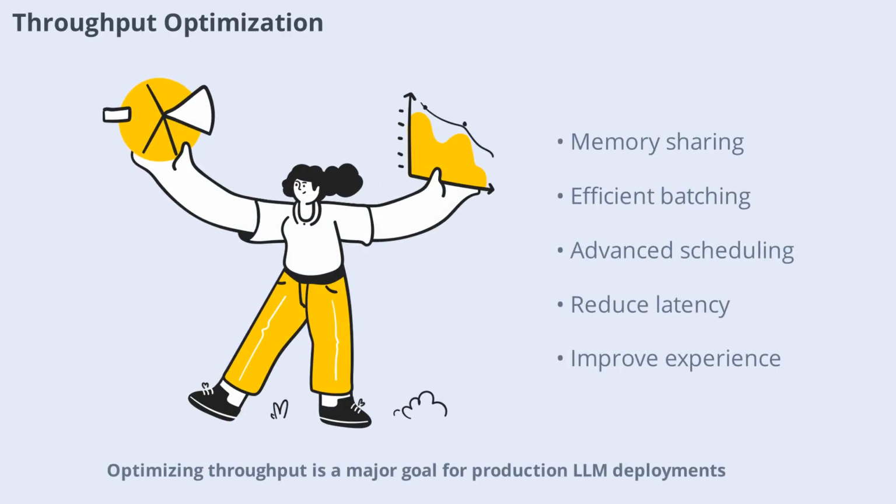Optimizing throughput is a major goal for production LLM deployments. Techniques like memory sharing, efficient batching, and advanced scheduling help maximize the number of requests your system can handle. High throughput reduces latency and improves user experience, especially in high-demand environments.